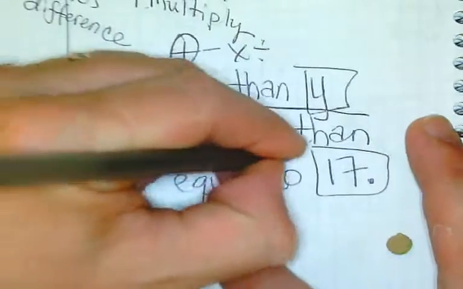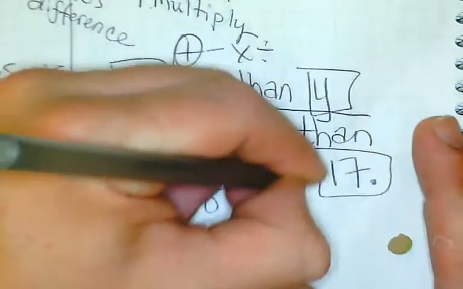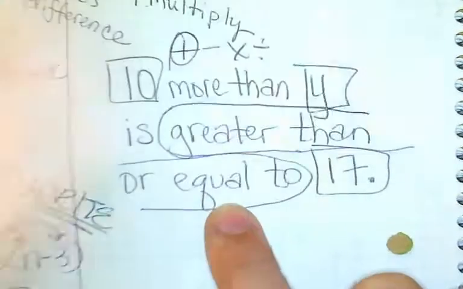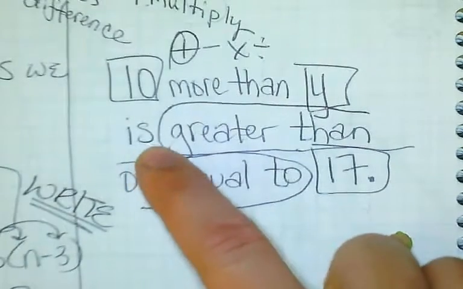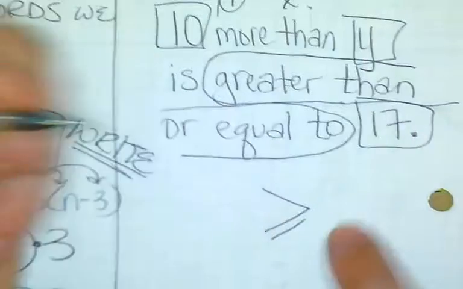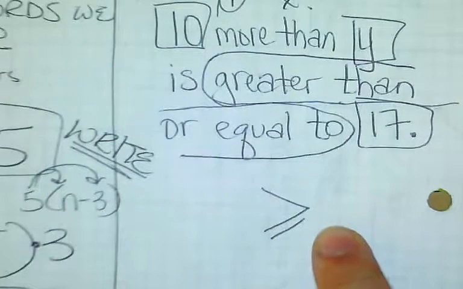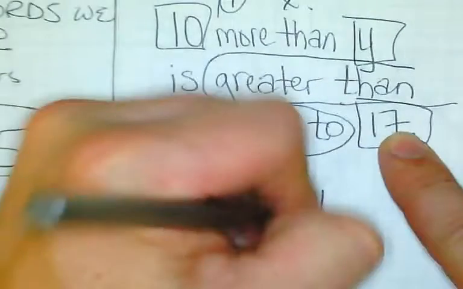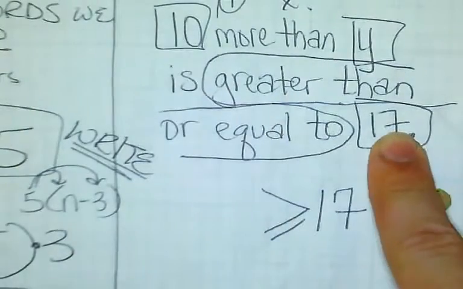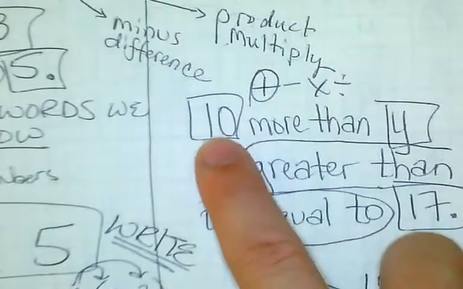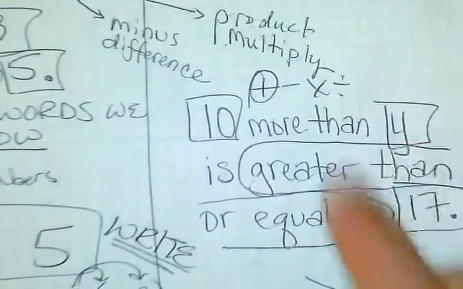So put a little circle around your greater than or equal to. And we know this one is just going to be like the equal sign. So greater than or equal to. Pone este signo aquí. Greater than or equal to dice mayor que o igual. Y 17. En este lado. En el otro lado, muy bien. Ahorita, muy bien. 10 más Y. All right.